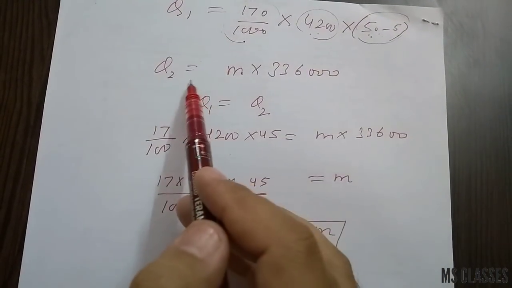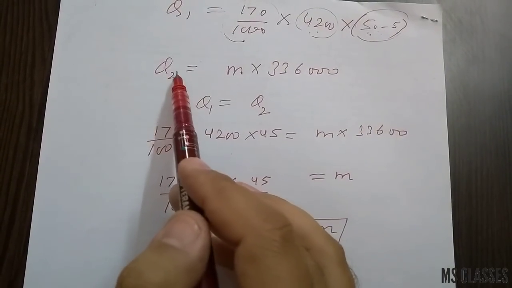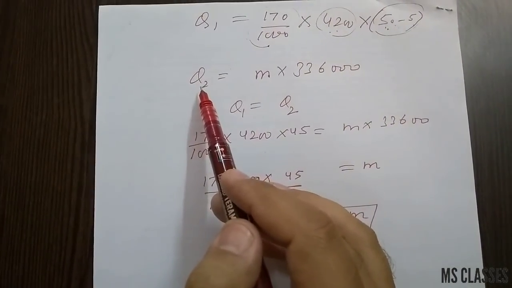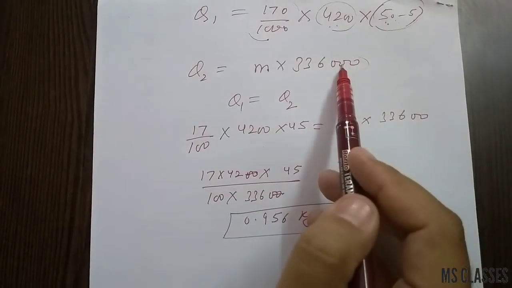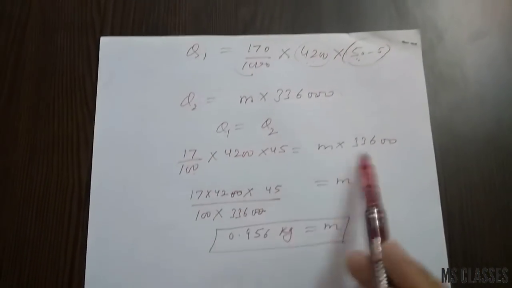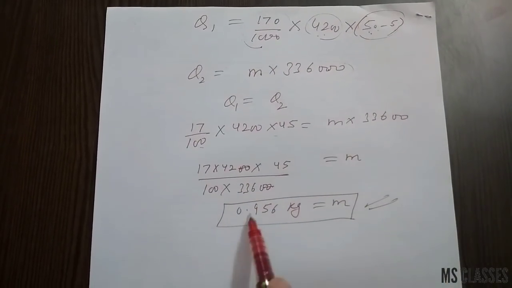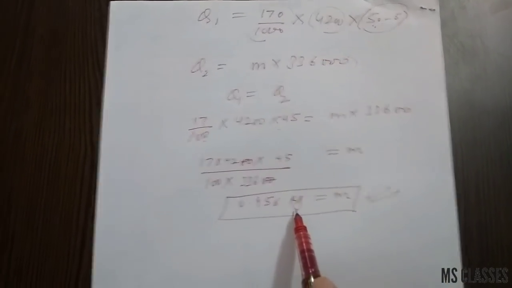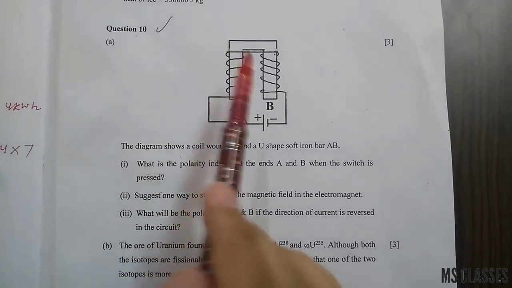Q2 is the amount of energy which is given by ice, which is M into L. This is given to us. Now as Q1 is equal to Q2, after equating these two, we get mass equal to 0.956 kg.